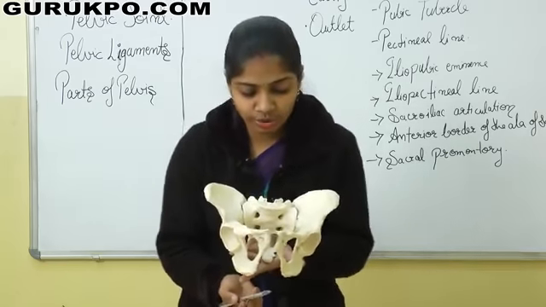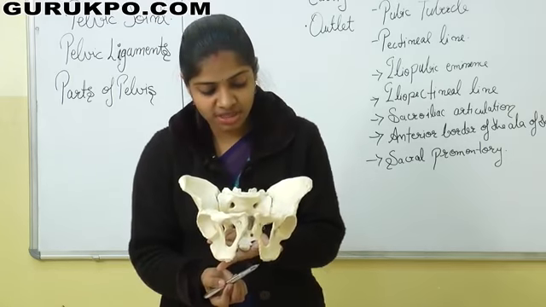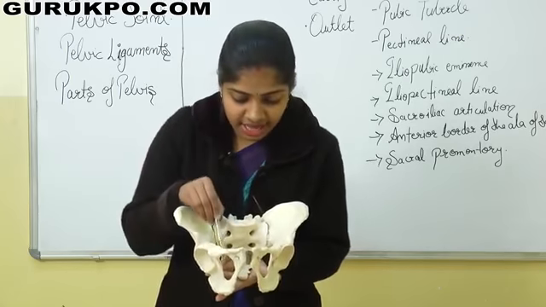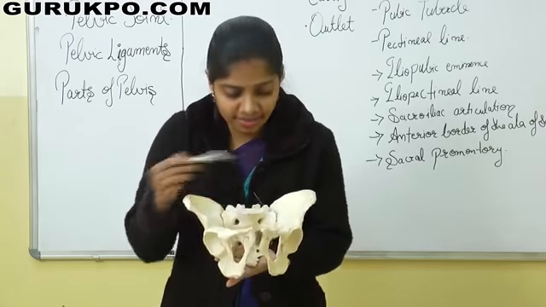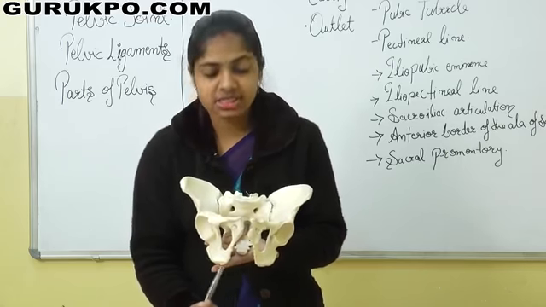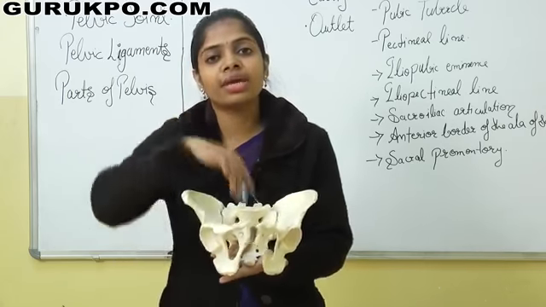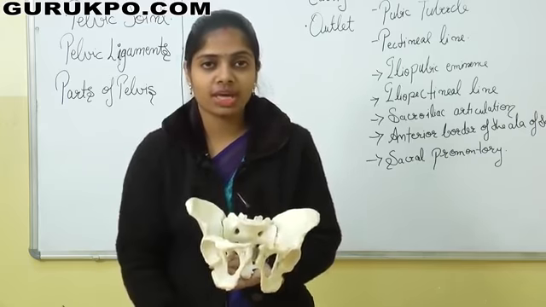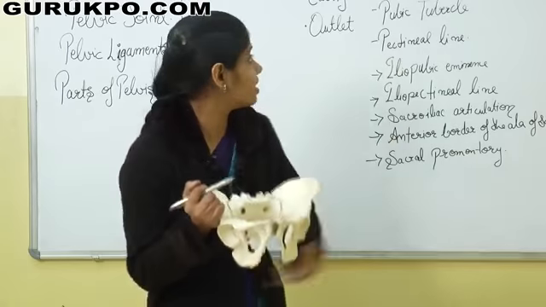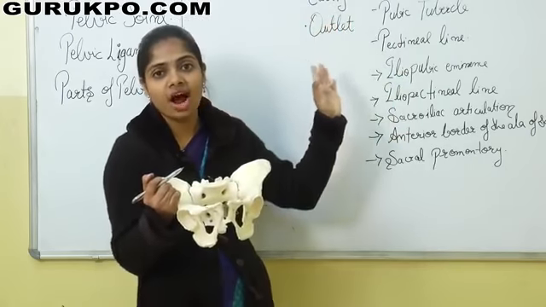I will show you again. This is the outlet, which is formed by the tip of the ischial tuberosity, then the tip of the ischial spine, then the tip of the coccyx. This is the outlet from where the baby comes out. So these are the parts of the pelvis. There are 3 parts: brim, cavity and outlet.